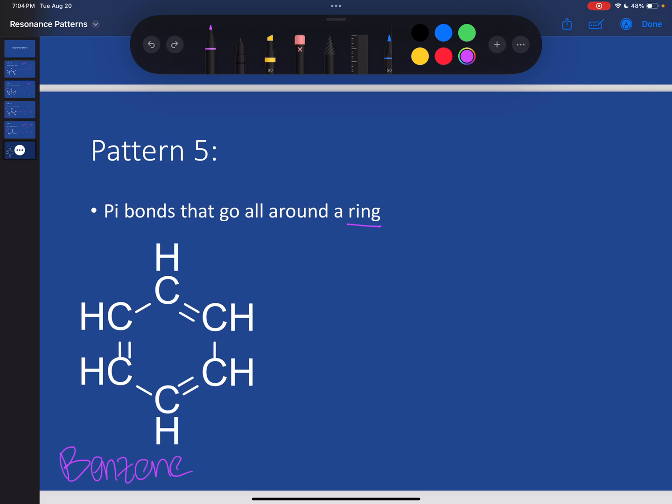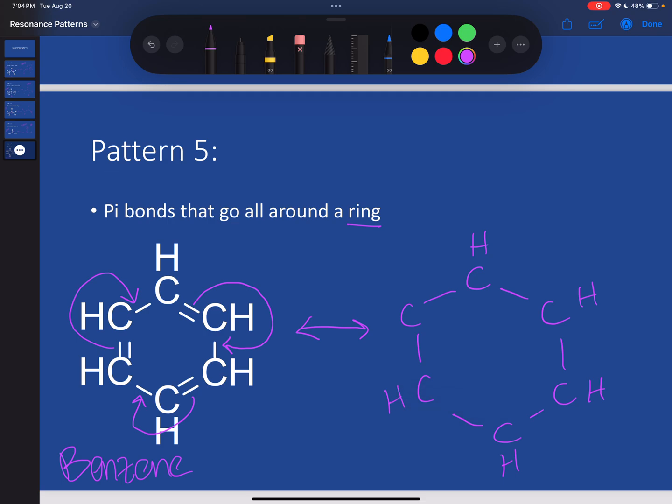And there's a lot of ways that you can draw this based off what we've already talked about in this video. But one of the most common ways is breaking the pi bonds and moving them over one atom. So I can take all of these pi bonds and shift them over. So the resonance structure that I'm going to draw is going to look like this. Get all those hydrogens in.